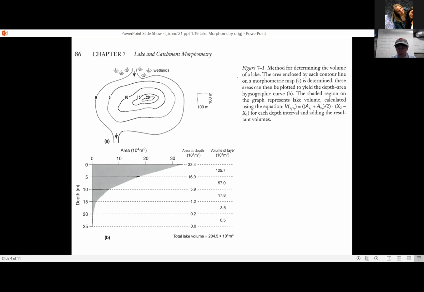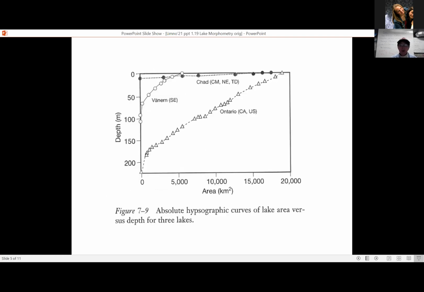So limnologists do hypsographic curves, and then they use that as a way of describing how different lakes are. Here's the hypsographic curve for Lake Ontario, which is curious, right? Because it's almost a straight line, isn't it? And then it's very deep.